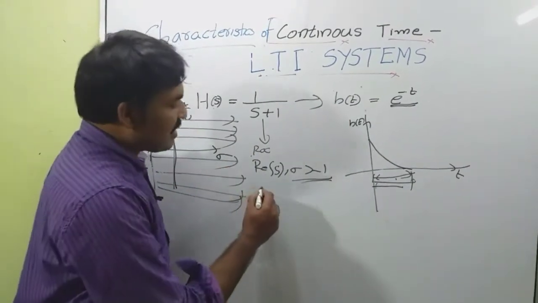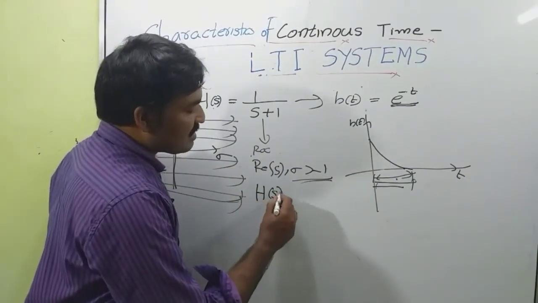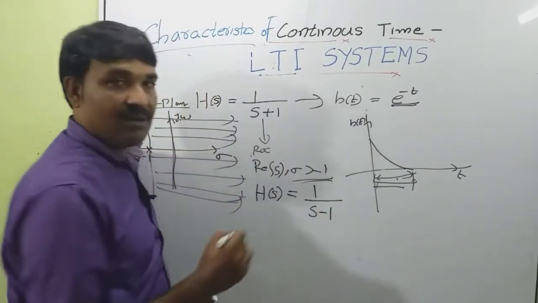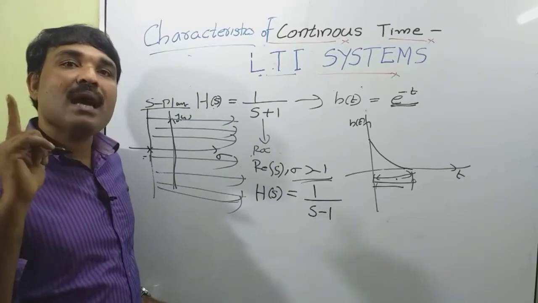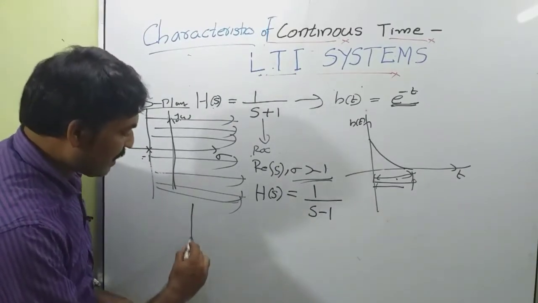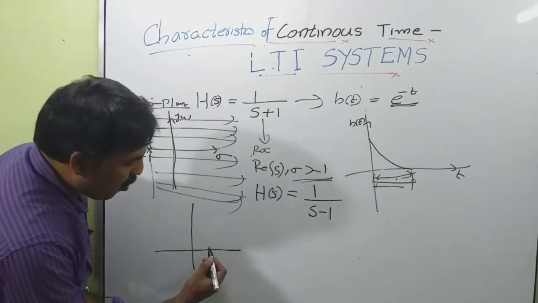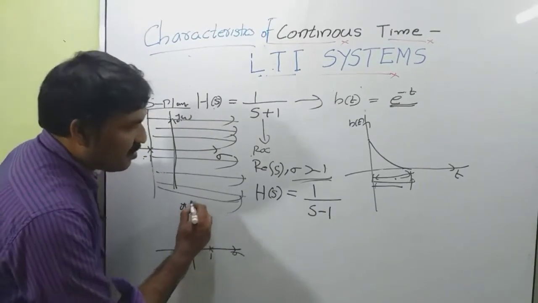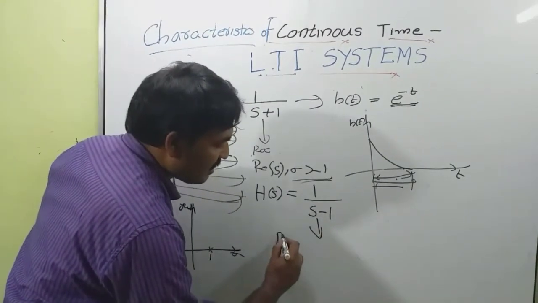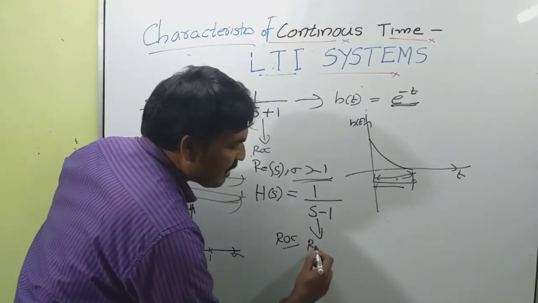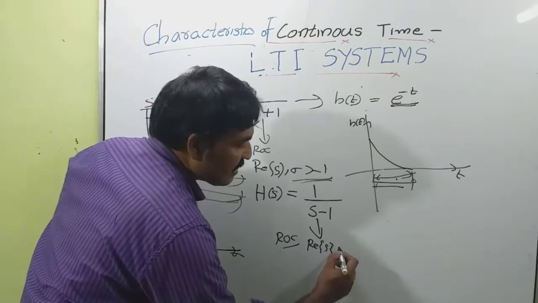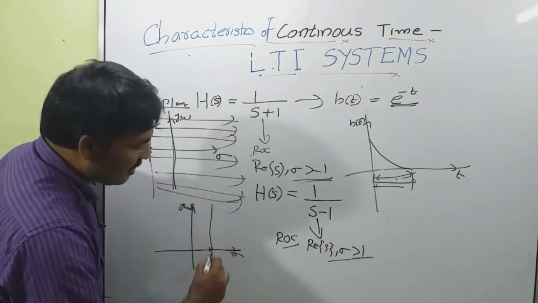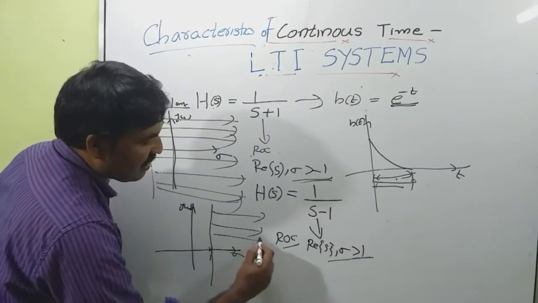Now consider my transfer function H(s) equal to 1 divided by s minus 1. So I have a pole at s equal to 1. In the S-plane, I can draw a pole at s equal to 1. This is sigma, j omega. For this, we know that the ROC is Real(s), that is sigma, greater than 1. So this is the region of convergence.